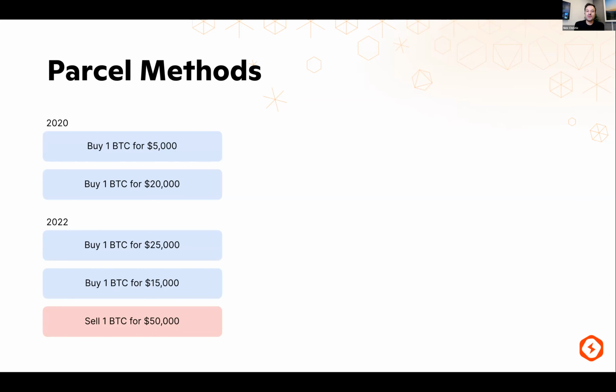But what you can imagine is, with crypto, the market is going up and down over the course of years. So if you're buying these parcels of the same asset regularly, you will have all these different purchases that have occurred at different prices. If you've done activity like that, you may really benefit from picking the right parcel matching method for yourself.